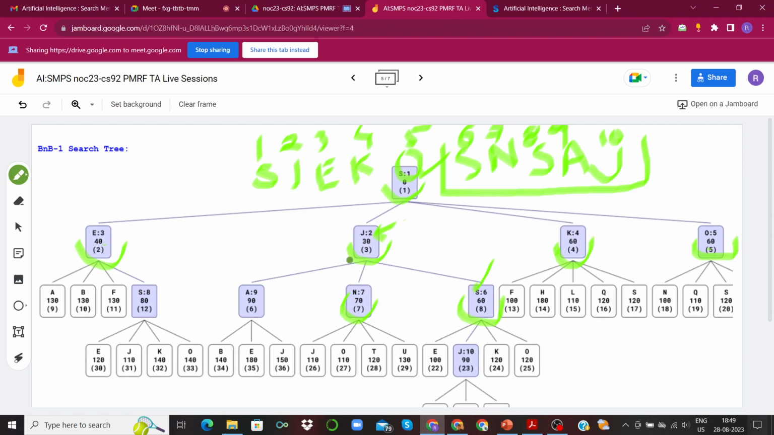Okay, so the search tree for that case would be differing from this one in what way? So the first level of the tree would still be the same. We would still have S in the first level. We would still have E, J, K, and O in the second level. But when we go to explore this J node, we won't have this particular node S because the cyclic refinements were disallowed or prevented. So we will only have A and N.